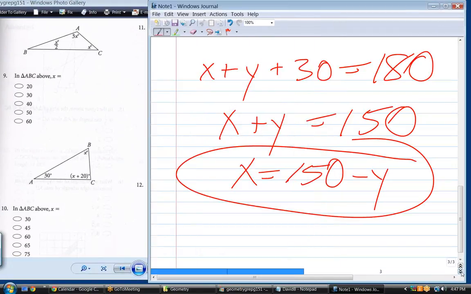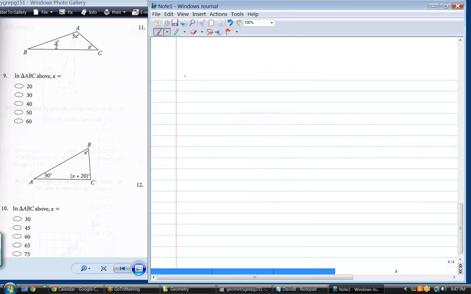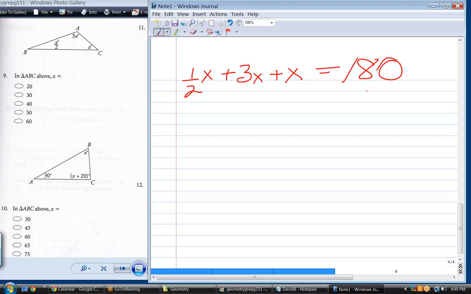What equation can I write here? 1/2 x plus 3x plus x equals 180. What's the next step? 4.5x equals 180. And then the next step? You would divide that, and one moment.